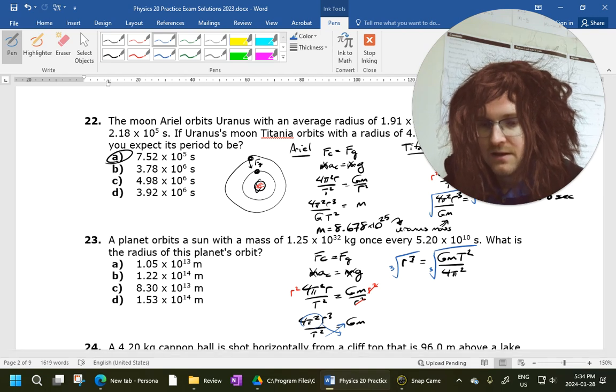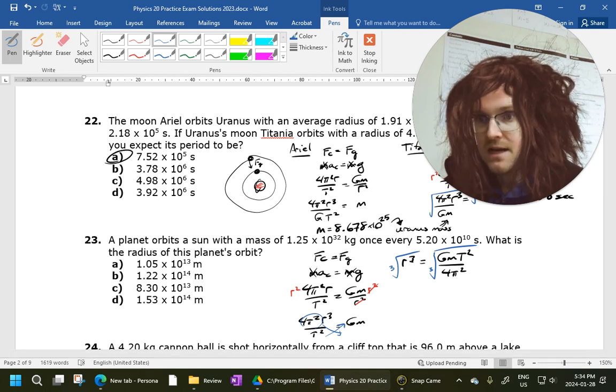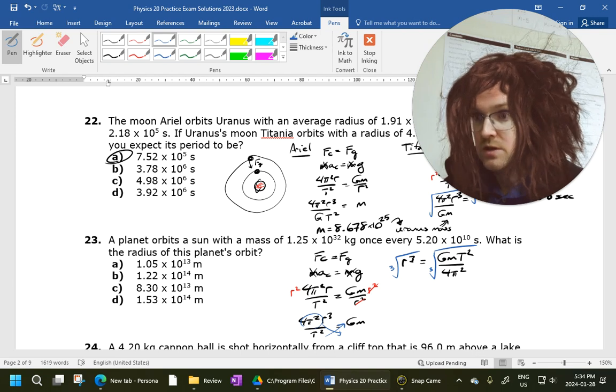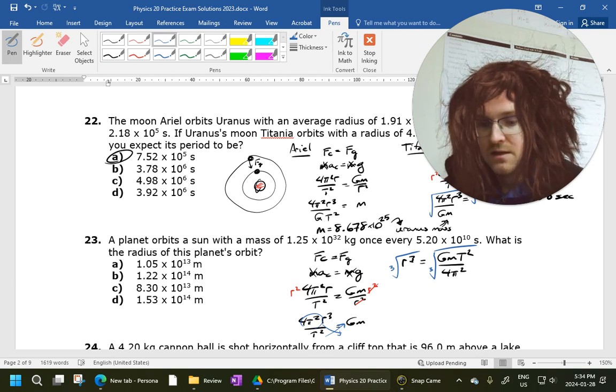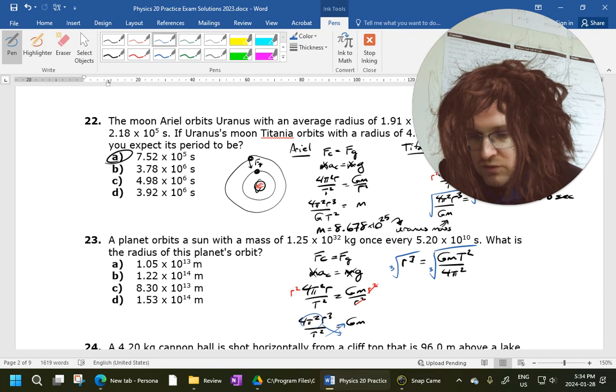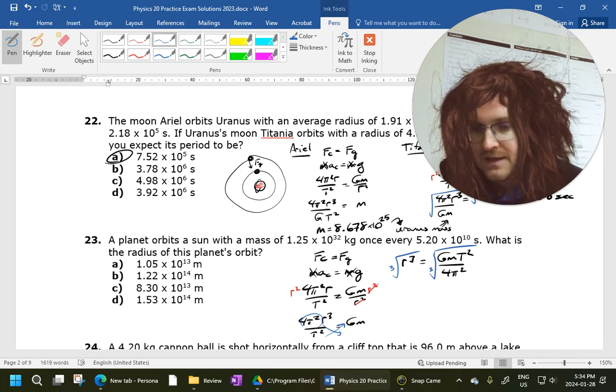6.67 to the negative 11 times the mass, 1.2 times 10 to the 32, times the period, 5.2 squared. Okay, divide by two numbers. Remember, when you divide by two numbers, you're careful about how you're dividing those two numbers. Then we've got to take the cube root after we're doing all that. So take the cube root.